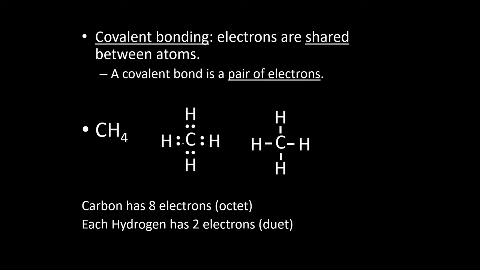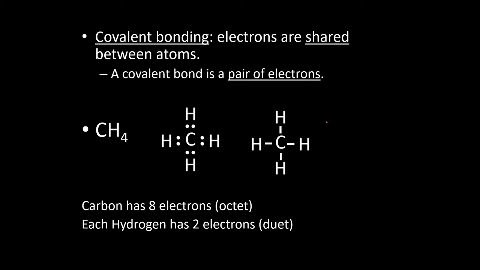Now, normally it's not written like this. It's not written as 2 dots, just mainly because it's kind of hard to see what's going on sometimes if there's just dots everywhere. And so usually those 2 dots are represented as a single line. So each of these lines here represents 2 electrons forming a single bond.